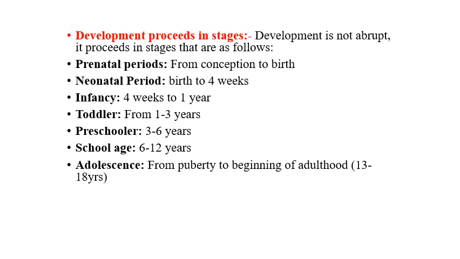One more: development proceeds stage-wise. This is the staging that we normally follow for the growth of the child. First, the child undergoes the prenatal period, which means conception till birth. Neonatal period is from birth to 28 days. Infancy is 1 month till 1 year, toddler 1 to 3 years, preschooler 3 to 6 years, school age 6 to 12 years. Adolescent means puberty, the beginning of adulthood, which is 12 to 18 years. So we consider these as stages.